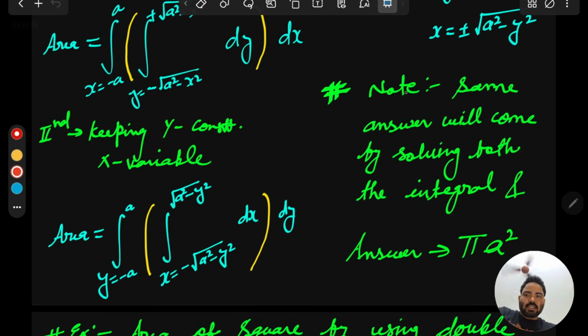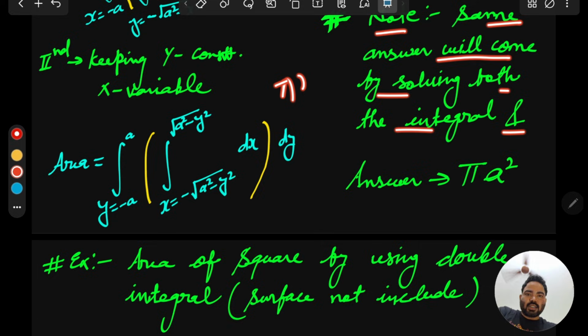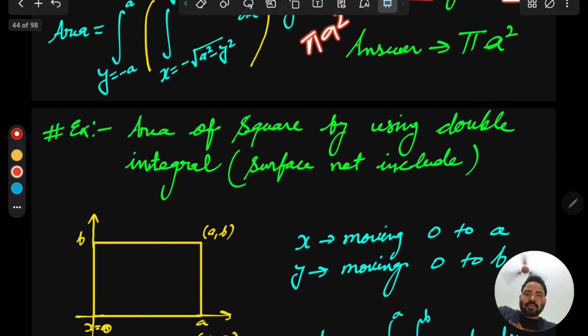So here this is the note for remembering. The same answer will come by solving both integrals, and you already know the area of the circle is pi r square, and here r is a, so our answer will be pi a square.